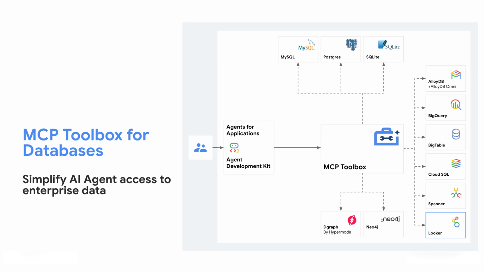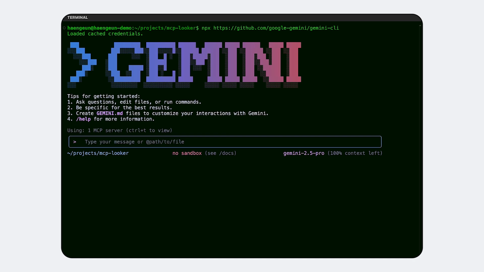This is all made possible by the Model Context Protocol, or MCP, an open standard that allows applications to communicate with LLMs in a secure and standardized way. The Looker MCP server is the key that brings Looker's trusted semantic layer into this open ecosystem. Let's see this in action with a quick demo using Gemini's command line interface, or Gemini CLI.